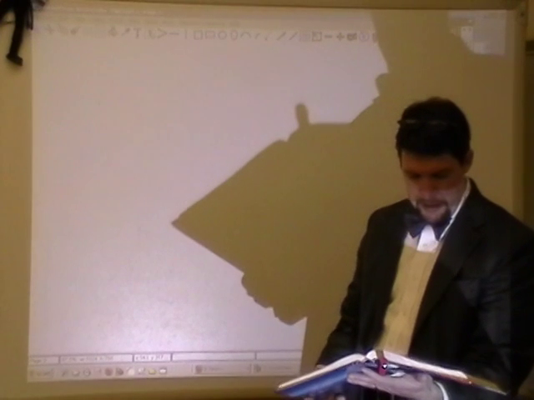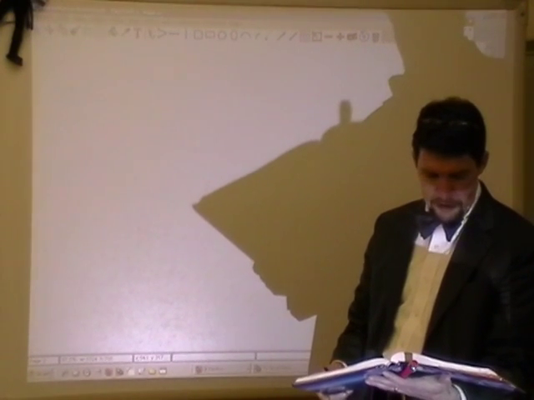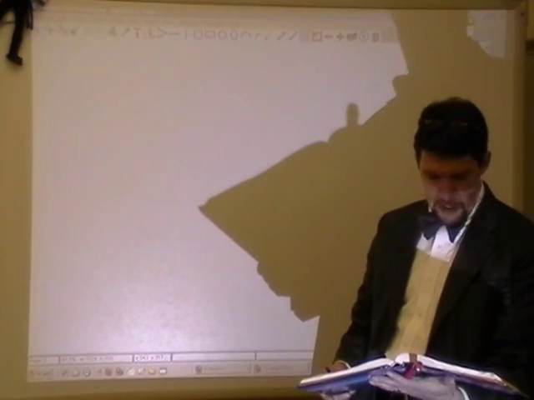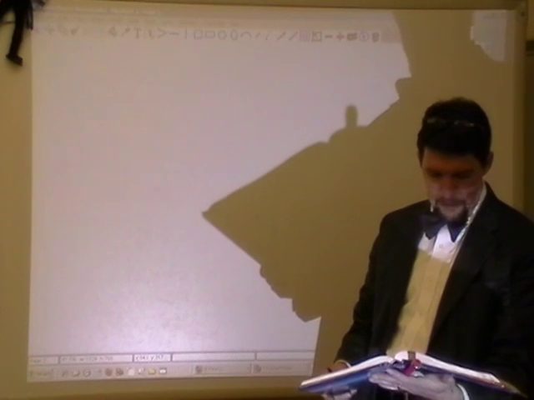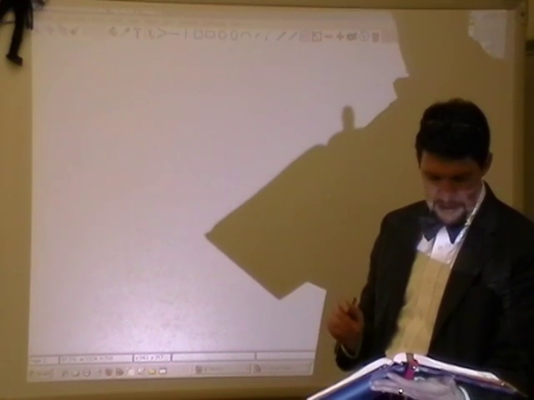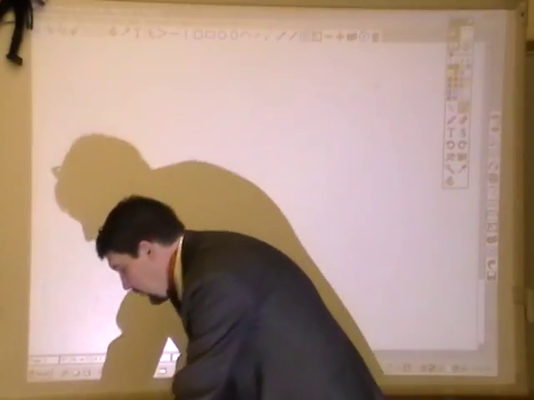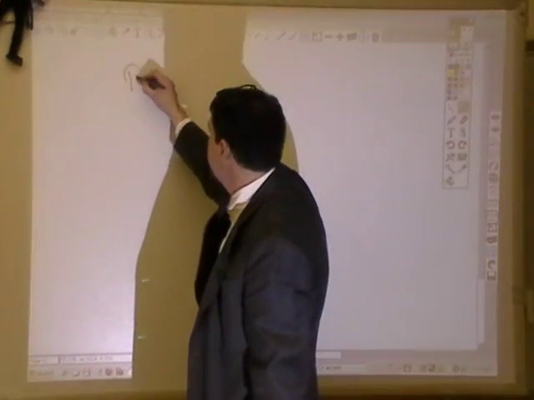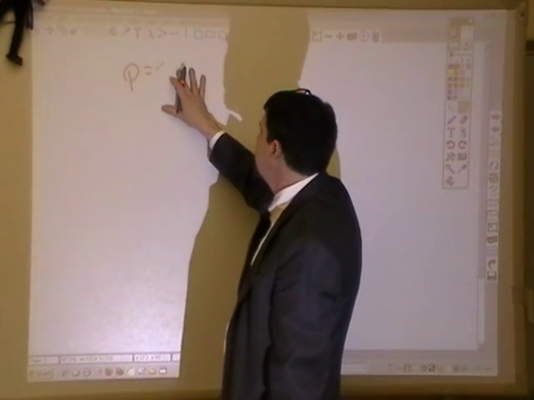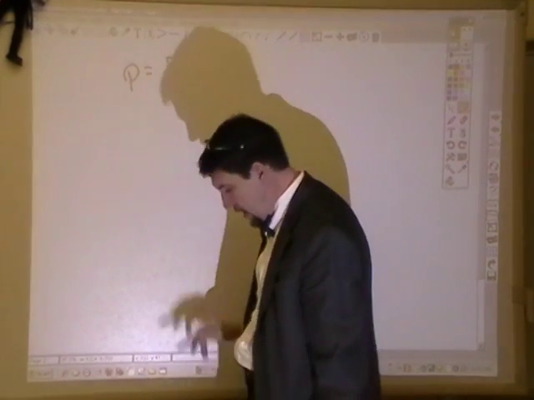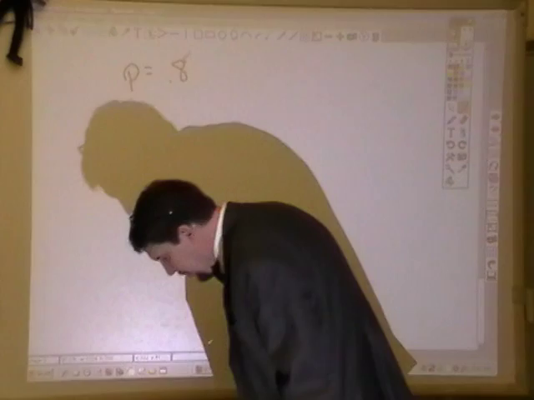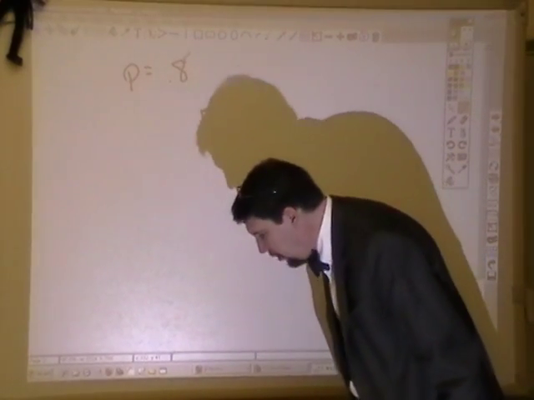A basketball player has made 80% of his foul shots during the season. Assuming the shots are independent, find the probability that in tonight's game he A, misses for the first time on his 5th attempt. Okay, so this is what I know. I know probability for success, we'll call it P, is equal to 0.8. And the question says, what's the probability that he misses for the first time on his 5th attempt?